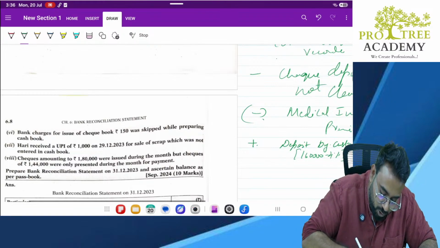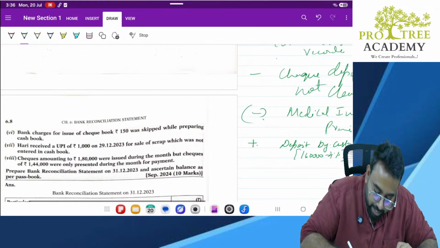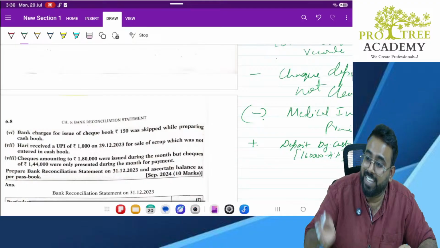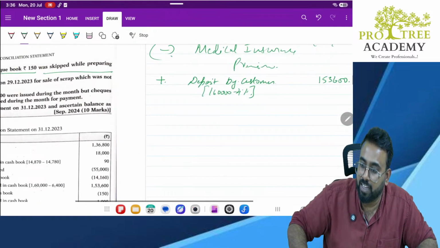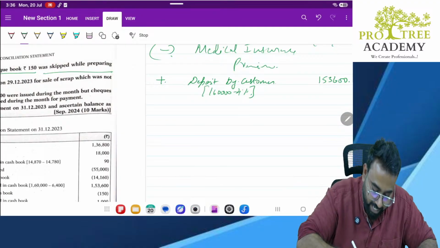Bank charges for issue of check book, 150, was skipped while preparing the cash book. 150 ಆಲ್ರೆಡಿ ಬ್ಯಾಂಕ್ ಚಾರ್ಜಸ್ ಡಿಡಕ್ಟ್ ಮಾಡ್ಬಿಟ್ಟಿದ್ದಾರೆ ಬ್ಯಾಂಕ್ ಅಲ್ಲಿ, ನಾವು ಮಾಡ್ಬೇಕು ತಾನೆ ಈಗ. Minus.